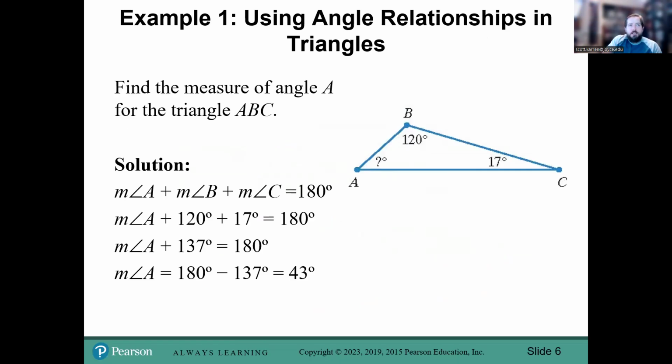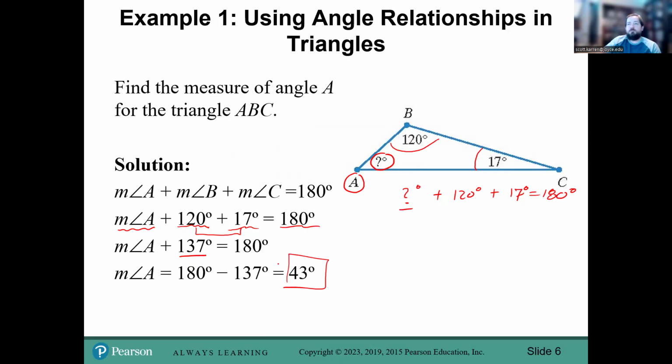So if I have a triangle here with an angle of 120 degrees here and an angle of 17 degrees here, we can figure out the unknown angle by saying that the unknown angle plus 120 degrees plus 17 degrees has to equal 180 degrees. We'll call it angle A rather than a question mark. So angle A plus 120 plus 17 equals 180. I can combine 120 and 17 to be 137, and then subtract that from 180, and that angle must be 43 degrees.